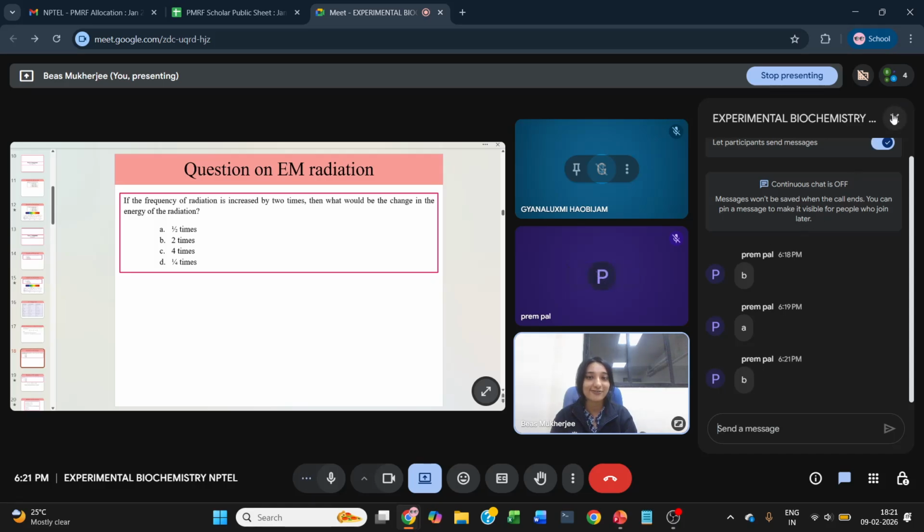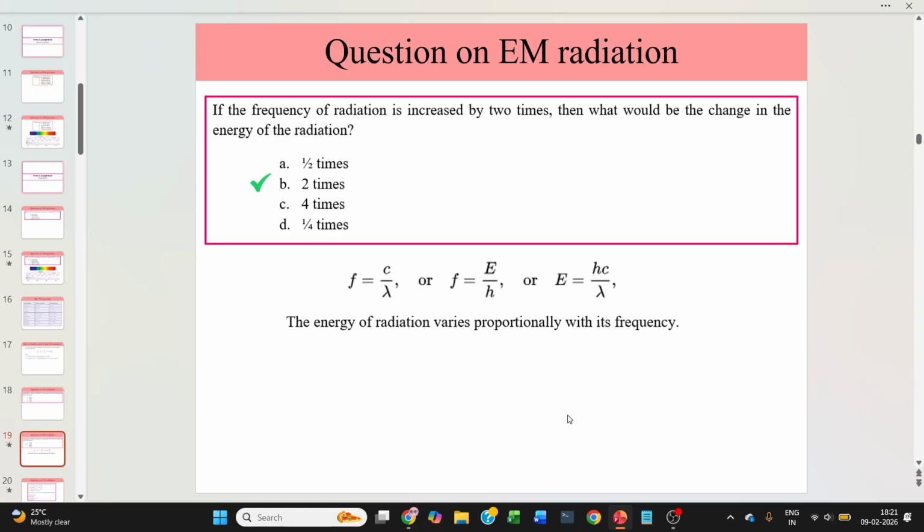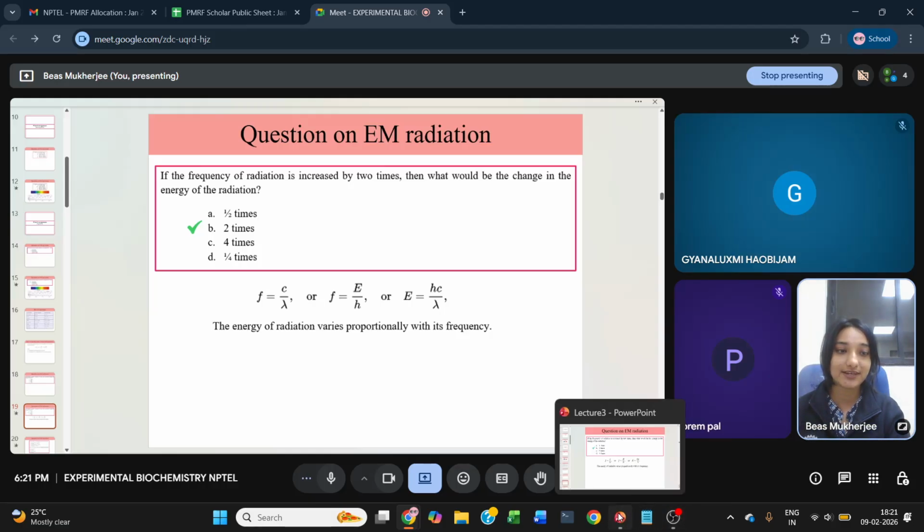B. Okay, good. Let's see. Yes, very correct. Just the two equations that you have to keep in mind, and then you know that the energy of the radiation varies proportionally with its frequency. So if frequency becomes 2 times, then the energy would also become 2 times. Right?